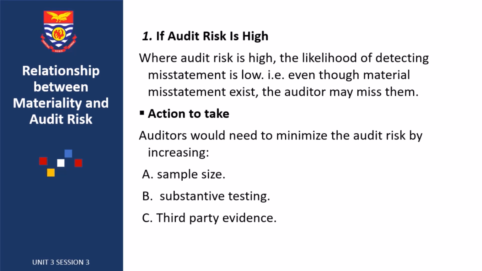Now, we take the first instance. If the audit risk is high, the likelihood of detecting misstatement is very low. That is, even though material misstatements exist, the auditor may miss them. And the action that needs to be taken is that the auditor would need to minimize the audit risk by increasing the sample size to be worked on, by doing substantive testing, and third-party evidence must also be sought if the audit risk is high.